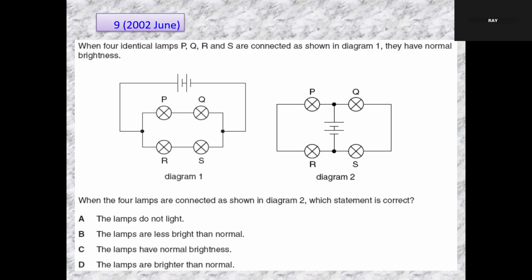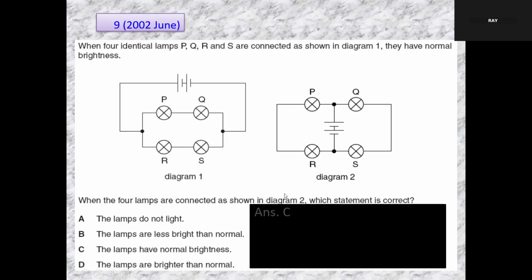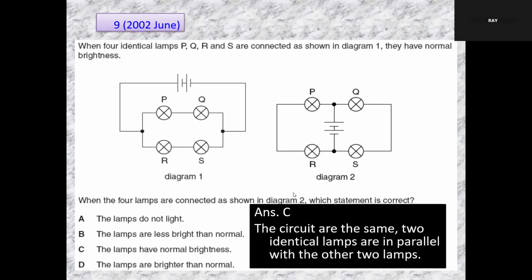What's the answer? Basically, the circuit is the same. These two in series, these two in series, but they are in parallel to that one. The answer is C, same brightness. The circuit is the same. You just call it differently, that's all. We can call this one Q, we can call this one R.